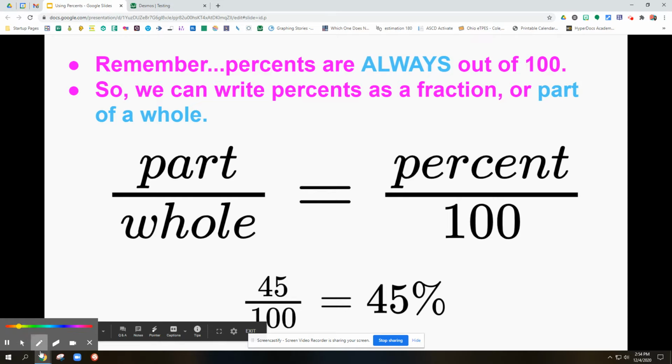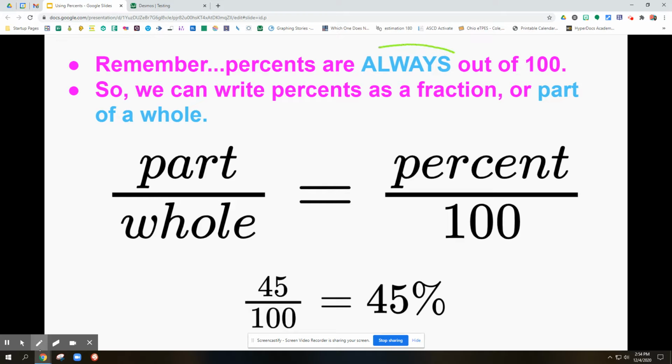So, just as a quick review, we need to remember that percents are always out of 100. And I've said this a lot even in class because it's a very important concept to understand. So anytime we are writing a percent, it is a fraction that is going to be out of a total of 100. So when you look down here at this example, it says percent over 100 is equal to the part over the whole. So in other words, if we have 45%, we know that that is 45 out of 100. 45 is your part. 100 is your whole.